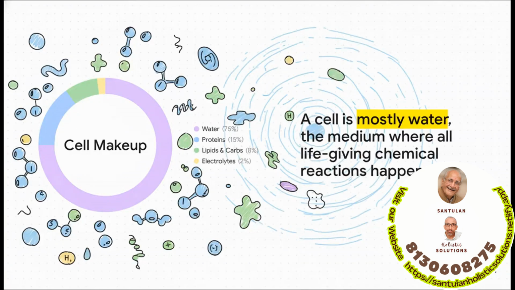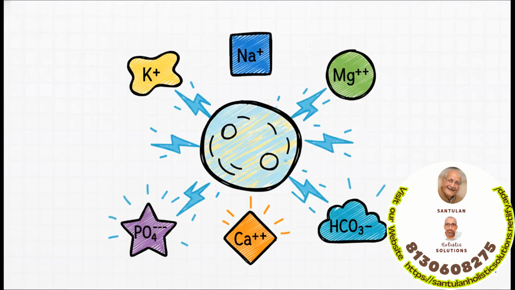A cell is mostly water. We're talking 70 to 80%. Now, this isn't just filler. Water is the solvent. It's the medium where all the life-giving chemical reactions happen. And floating around in that water are all the other essential bits: proteins, fats, carbs, and, this is crucial, electrolytes. If water is the stage, then electrolytes are the spark. These are essential minerals that carry an electric charge, and they are responsible for basically everything: every nerve impulse, every muscle contraction, and for keeping that delicate internal balance, what we call homeostasis, in check.